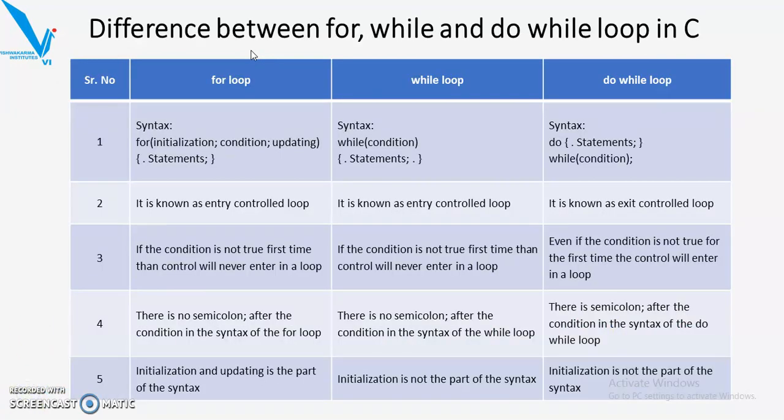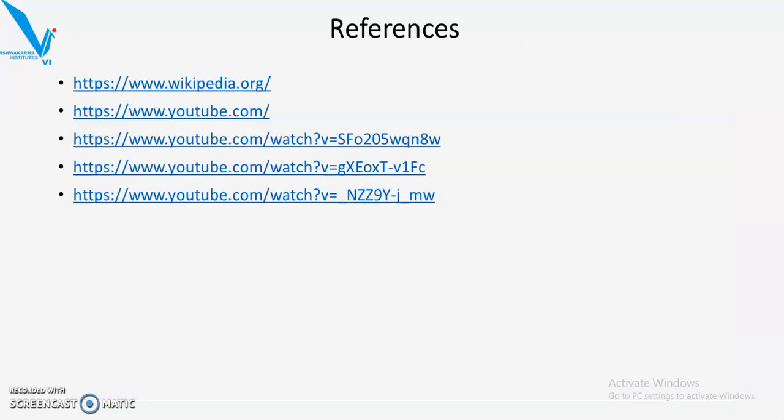Here is the difference between for, while and do while loop in C. These are the references for today's session.